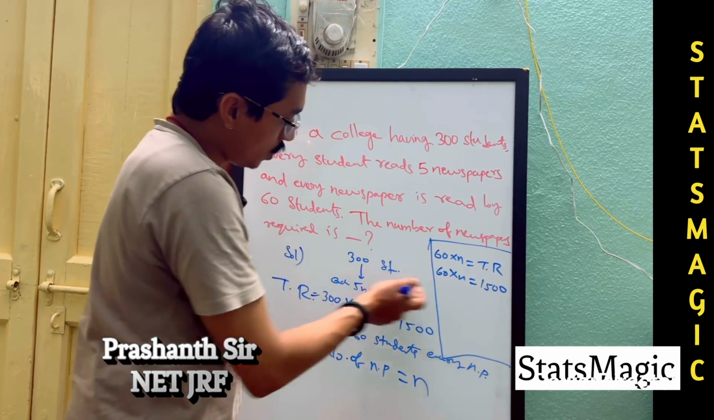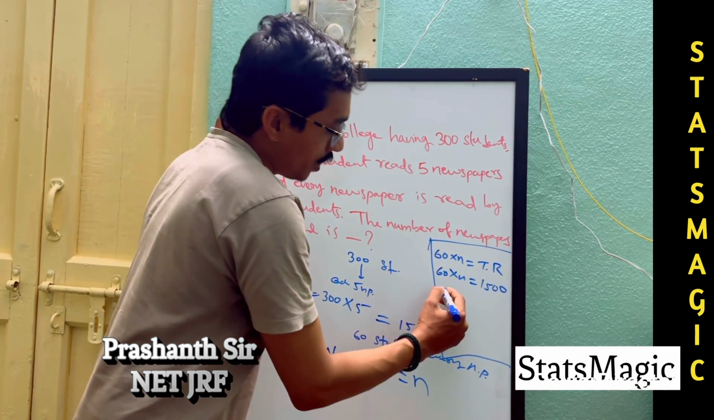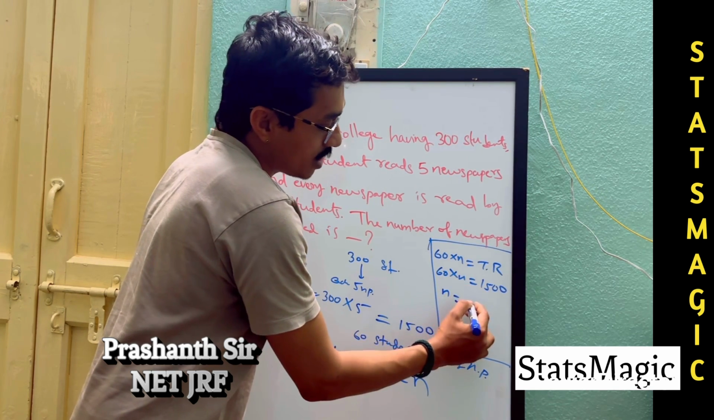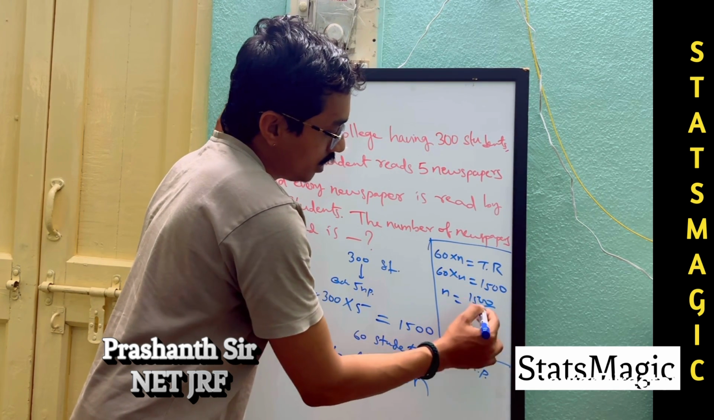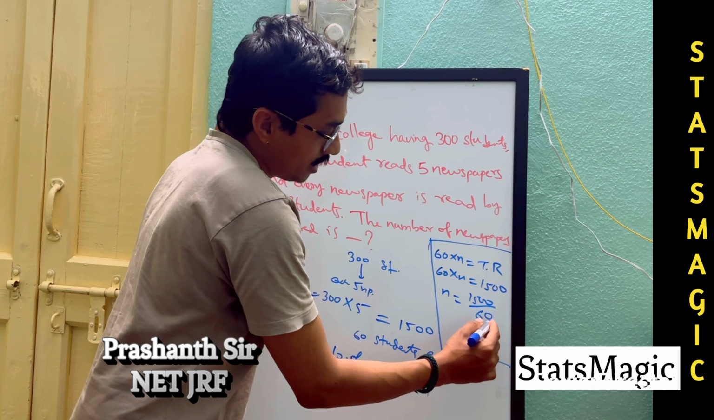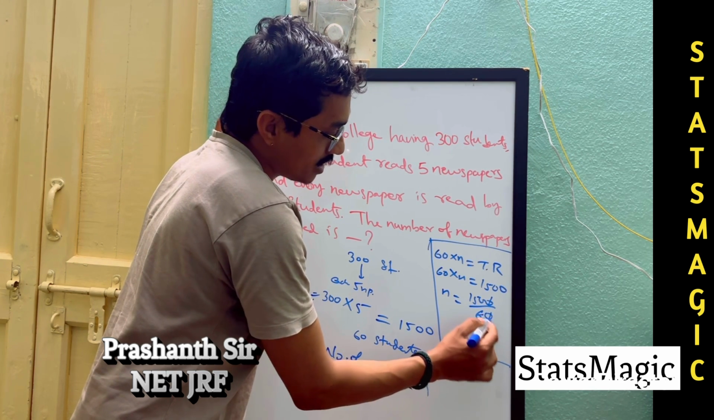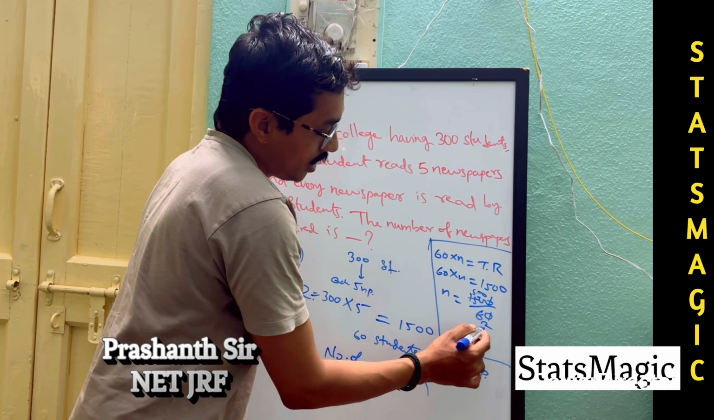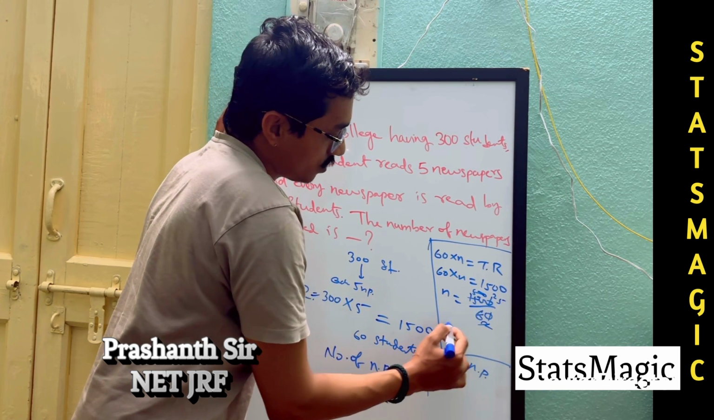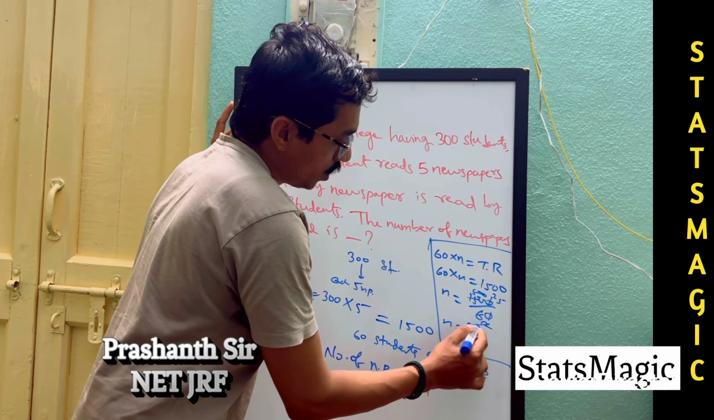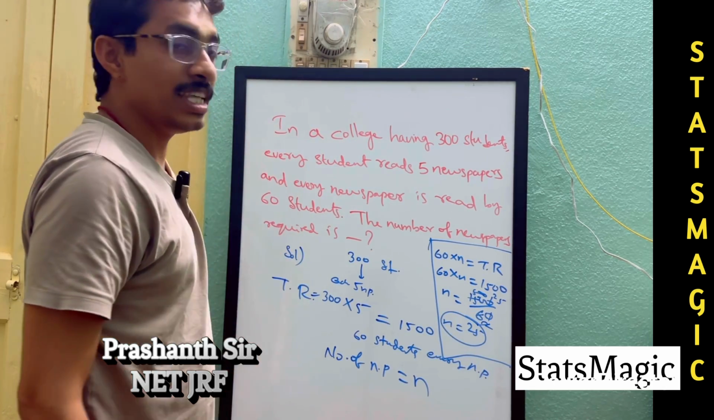So 60 into n is equal to 1500, the total readings. Now n is equal to 1500 by 60 when we take it to the other side. Right? The 0s will get cancelled. 3 2s are 6, 3 5s are 15, and 0 is there. And again 2 1s are 2, 2 5s are 50. That's why n is equal to 25. n is equal to 25.